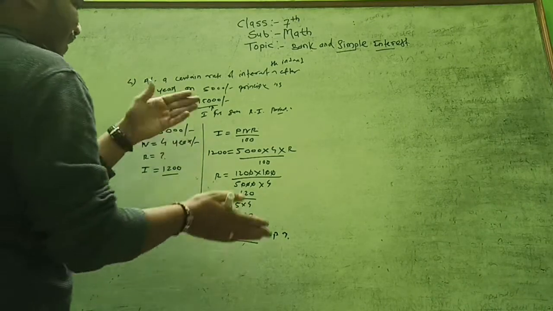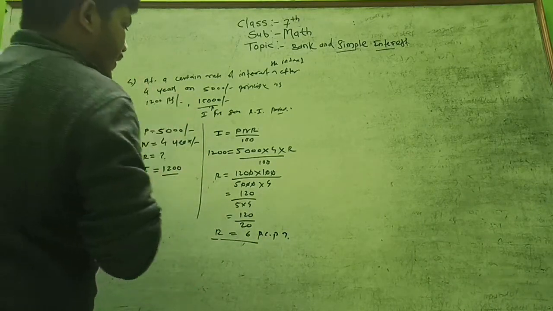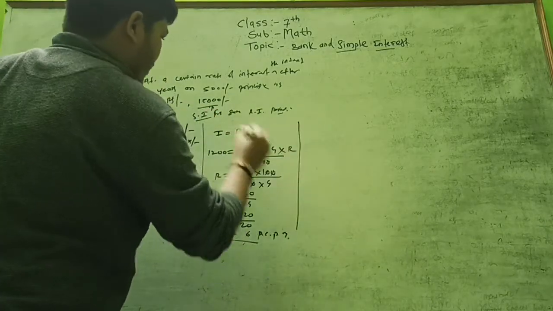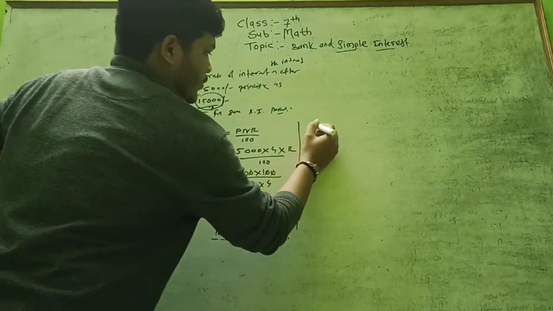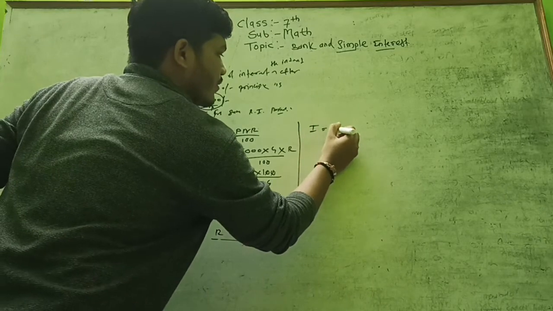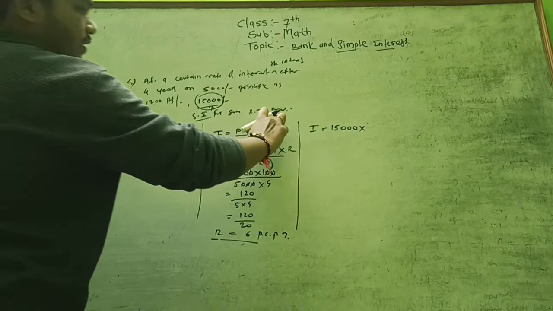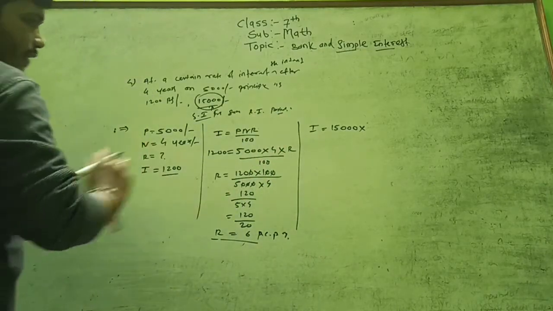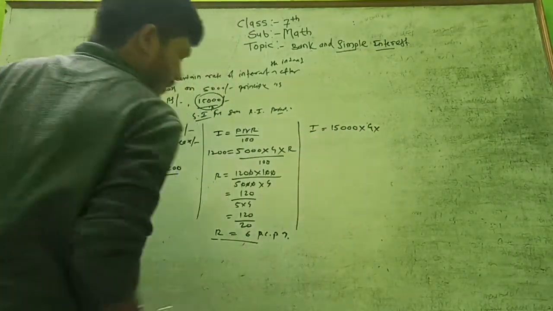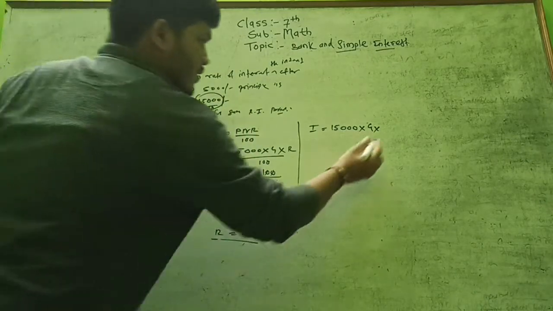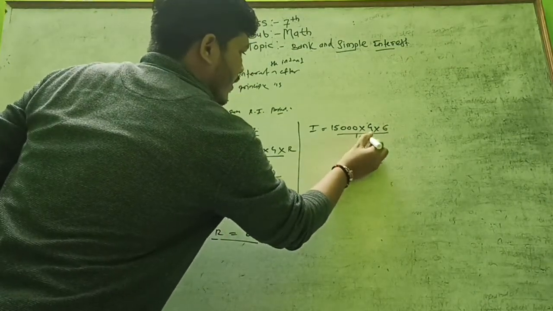Now in the second problem we are asked for the simple interest on what principal? The principal is 15,000 rupees. For what period? The same rate of interest and the same period. Here the period is 4 years, 4 multiplied by the rate of interest, which we found to be 6, and divided by 100.